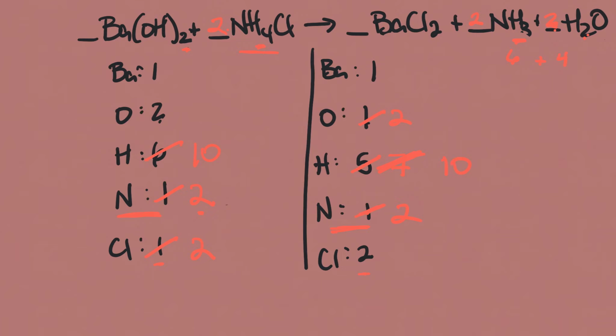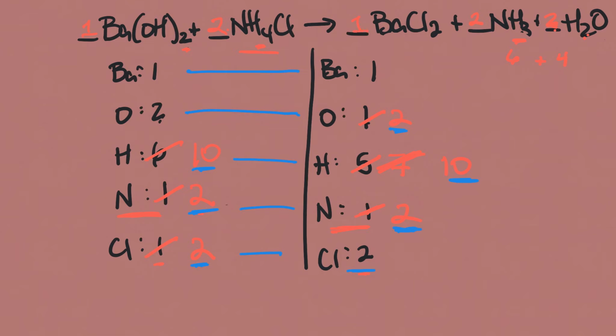Okay, so now let's look. Is it a balanced chemical equation now? Well, we have 1 barium, 1 barium. 2 oxygens, 2 oxygens. 10 hydrogens, 10 hydrogens. 2 nitrogens, 2 nitrogens. 2 chlorines, 2 chlorines. So everything pairs up. So for our balanced chemical equation, if a coefficient is blank, it's an understood 1.